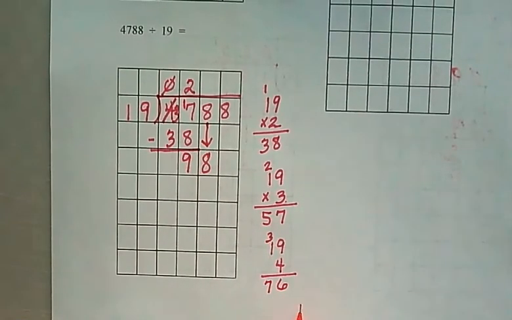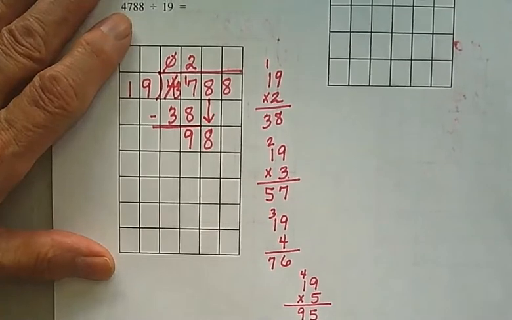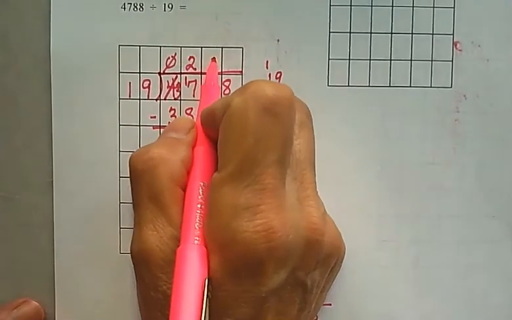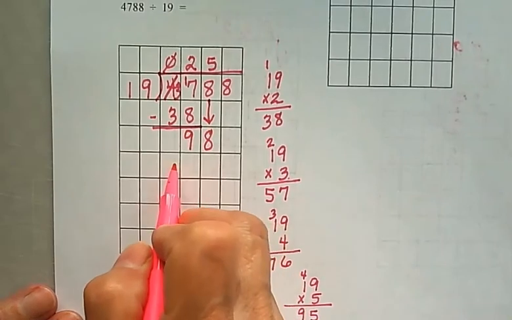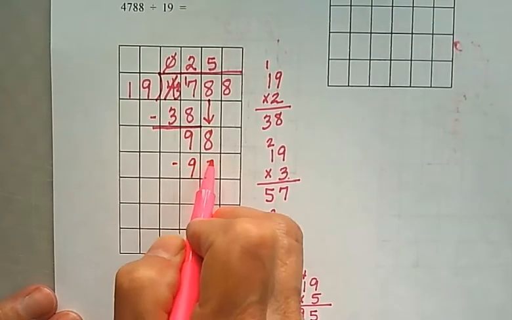And I'll go ahead and check 19 times 5 just to be safe. 9 times 5 is 45. Carry my 4. 5 times 1 is 5, plus 4 is 9, 95. Oh, good thing I checked, right? Because I'm going to do 19 times 5 instead. So put a 5 up here, and we saw that 19 times 5 is 95, so subtract 95.